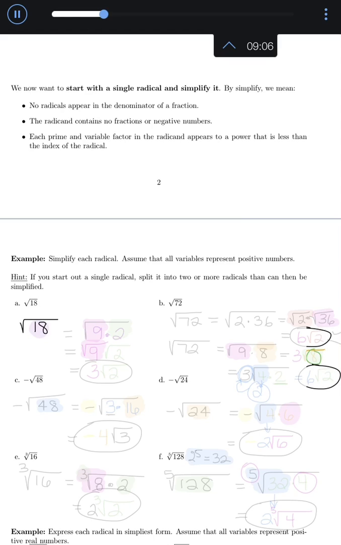It's not a number that can be squared. What we can do, however, is break down the 18 into something that we can take the square root of. So let's do that. Let's break down this 18 into two pieces, one of which I can take the square root of. So let's write the 18 here as 9 times 2. The question is, why would that help?